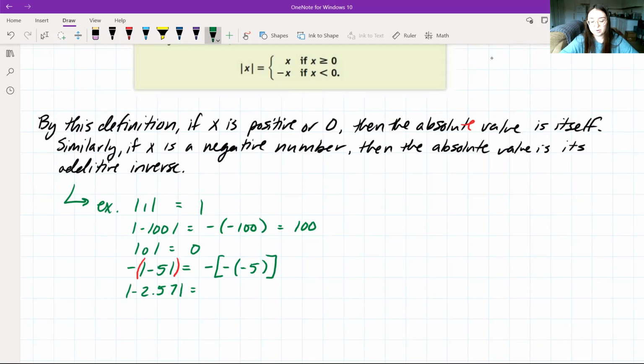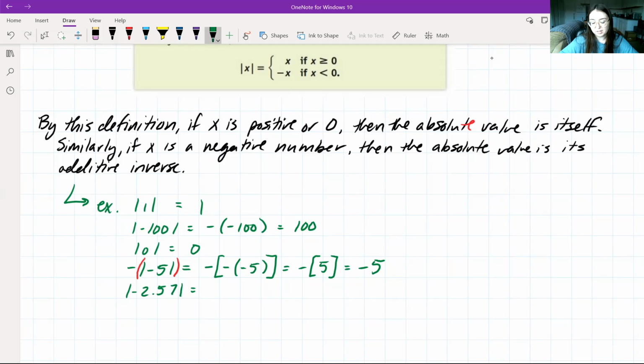So this tells us that we have this double negative inside of our brackets, which will give us a positive 5, which would end up giving us a negative 5. So our absolute value fixed the negative 5 that was inside of the absolute value bars, but since that negative was still on the outside, we still ended up with a negative 5 as our answer.